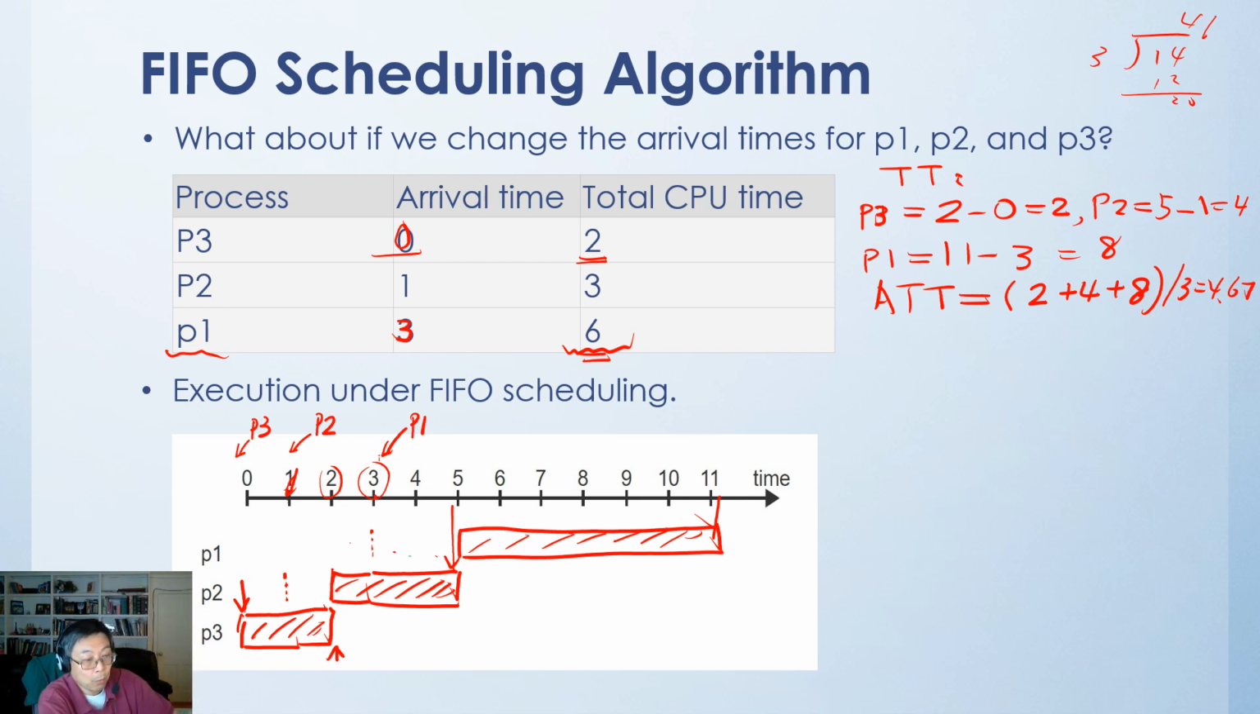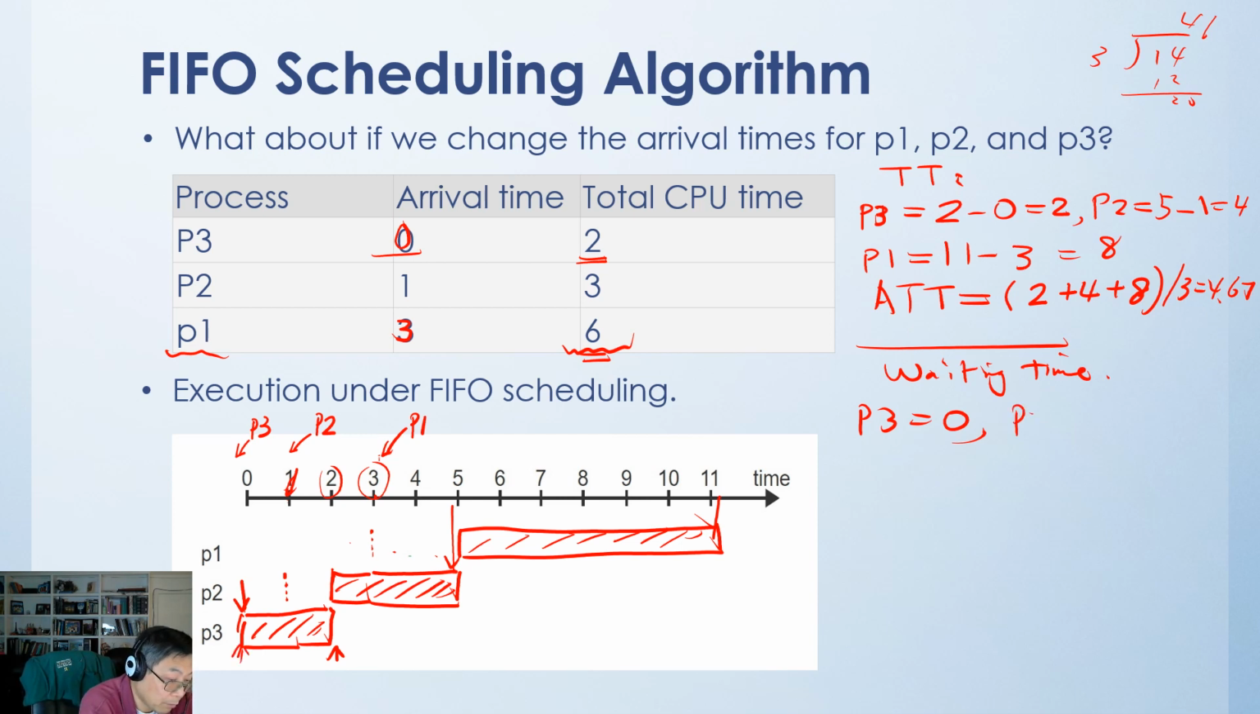It's about 4.67. That's the average turnaround time. Now let's take a look at the waiting time for each process. Process 3 doesn't wait, right? When process 3 arrives, it gets a CPU immediately.